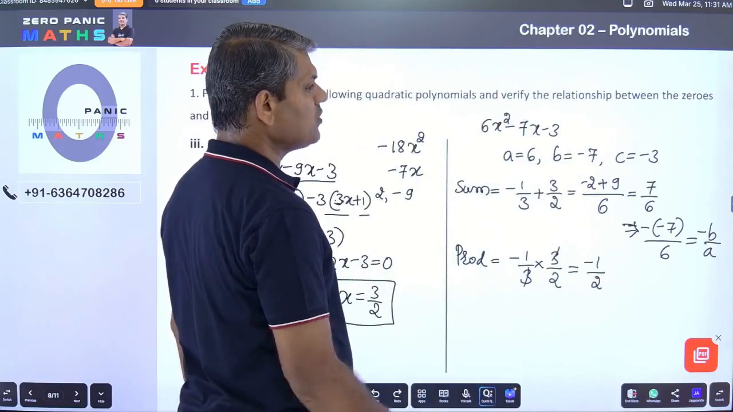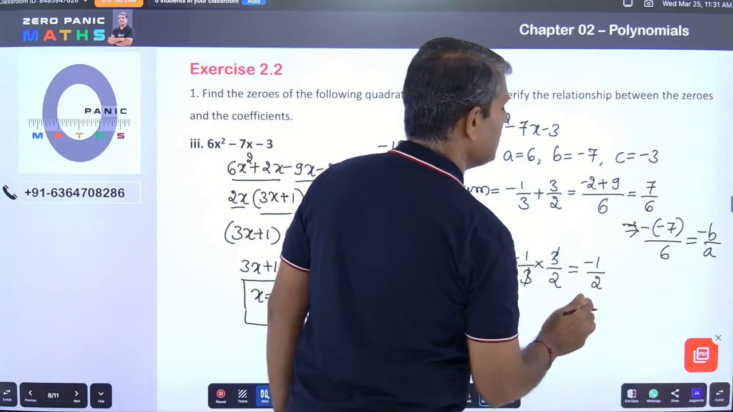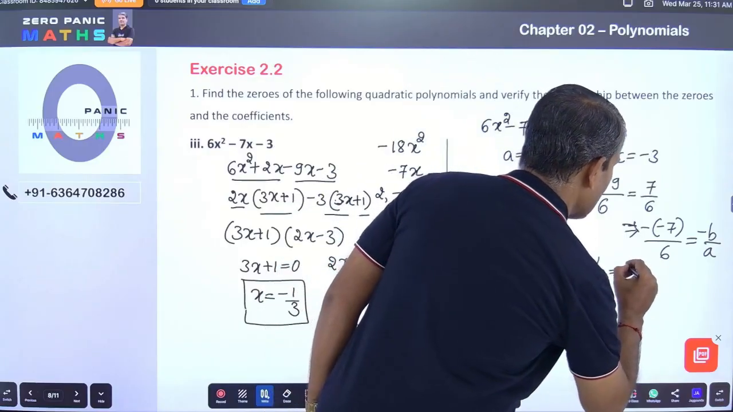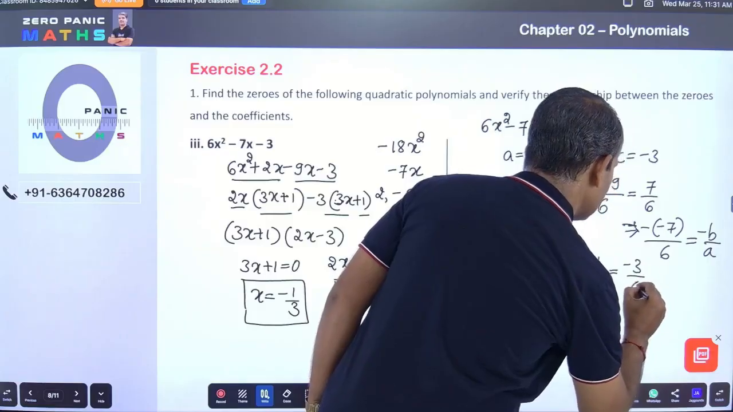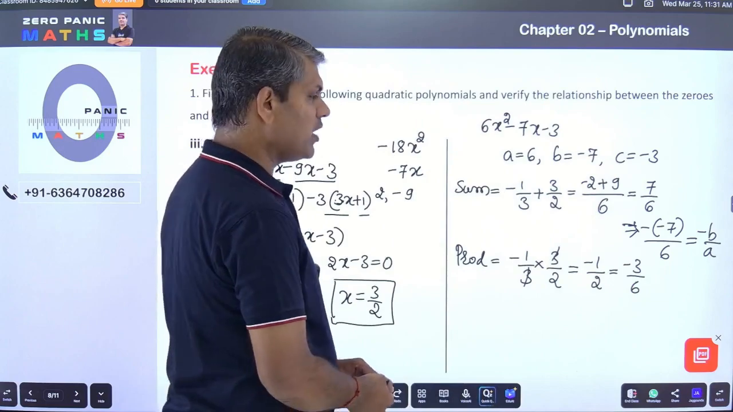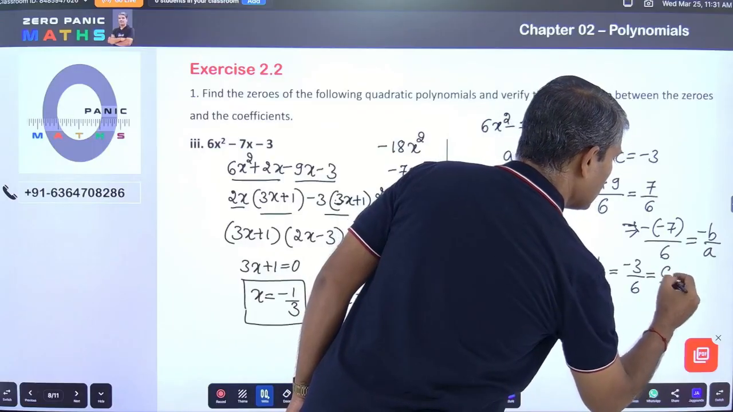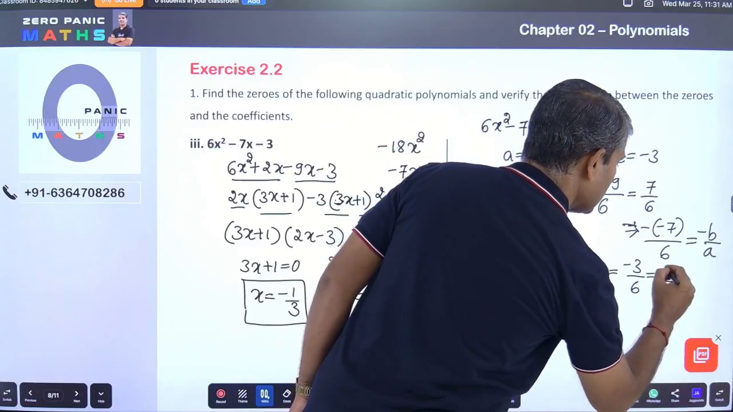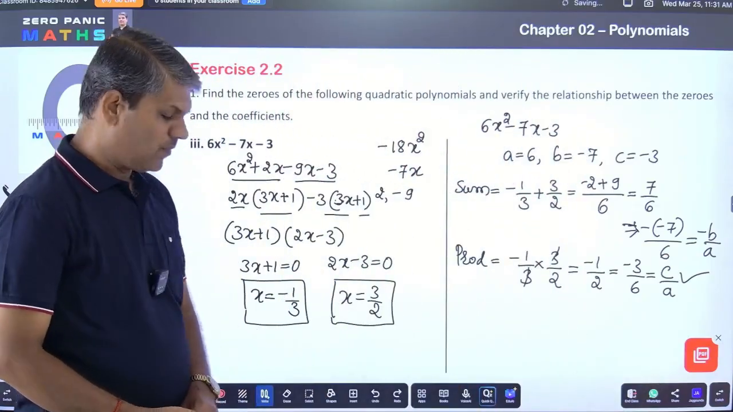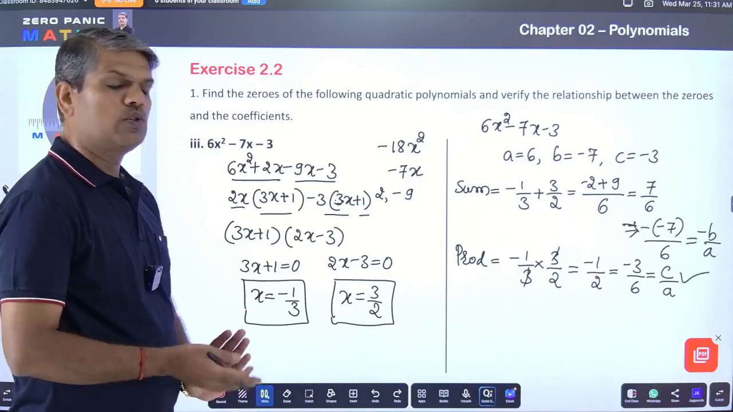Minus 1 by 2, I should be adjusting in such a way that it gives me c by a. So can I write minus 1 by 2 as minus 3 by 6? 3 ones are 3, 3 twos are 6, it actually gives me minus 1 by 2 only. So what is minus 3 is actually c, and what is 6 is a. So it is c by a. We have proved that also. It's that simple. Okay, let us move to the next problem.